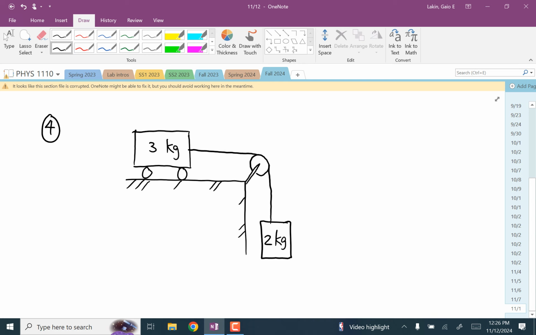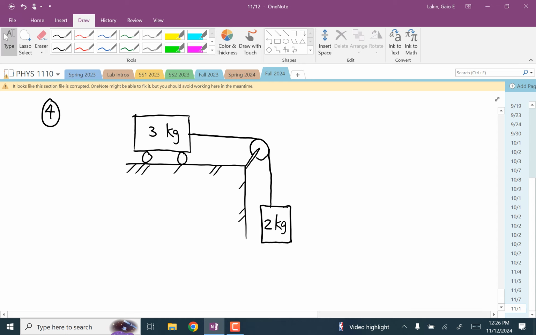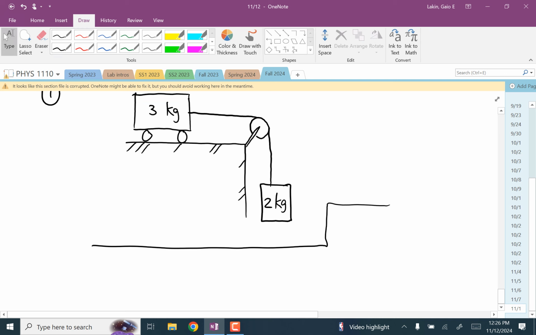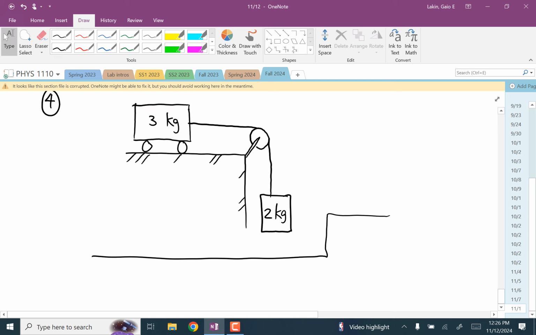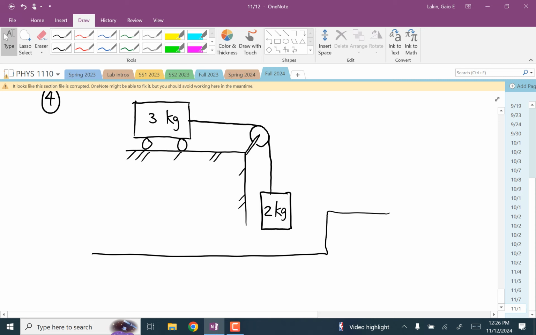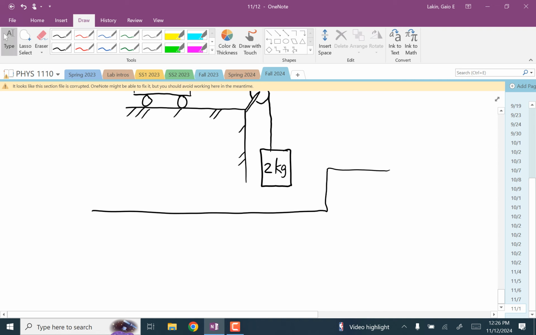Okay, do these have the same acceleration? No, they have different accelerations, so we use a different approach for this one. We're going to start out by choosing one of those bodies to isolate, and we're going to come up with an equation, and then we're going to go to the other body to isolate. So I'll start with the 3. It doesn't matter which one you choose.